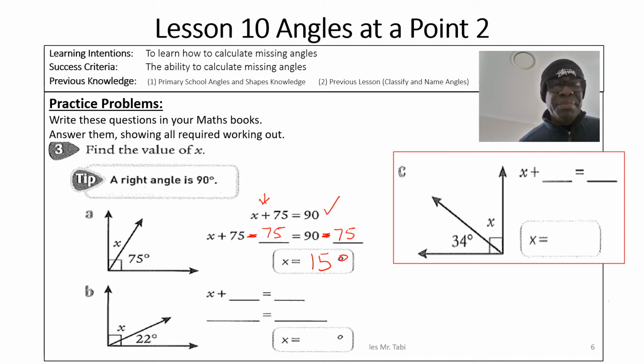Let's go to question B. You have x plus 22 degrees should be equal to what? 90 degrees. We know it's 90 here because of the square. That is your indication. That is 90 degrees. All right. So what should be our next step? Well, it will be x plus 22 minus 22 should be equal to 90 degrees minus 22 degrees. And 90 minus 20 would have given us 70. So 90 minus 22 is what? 68 degrees.